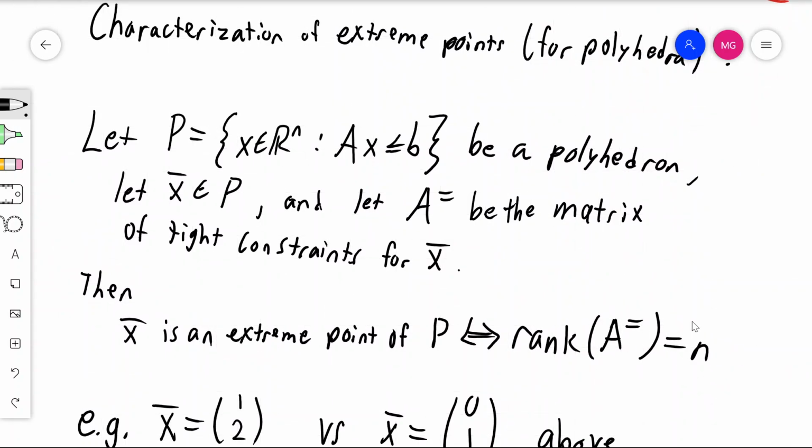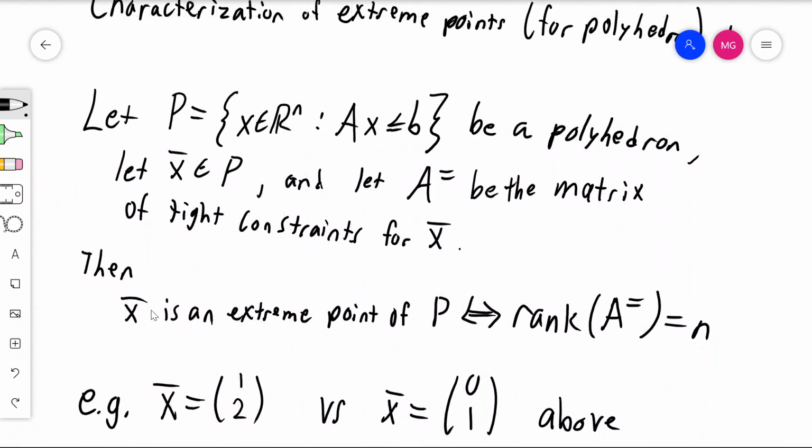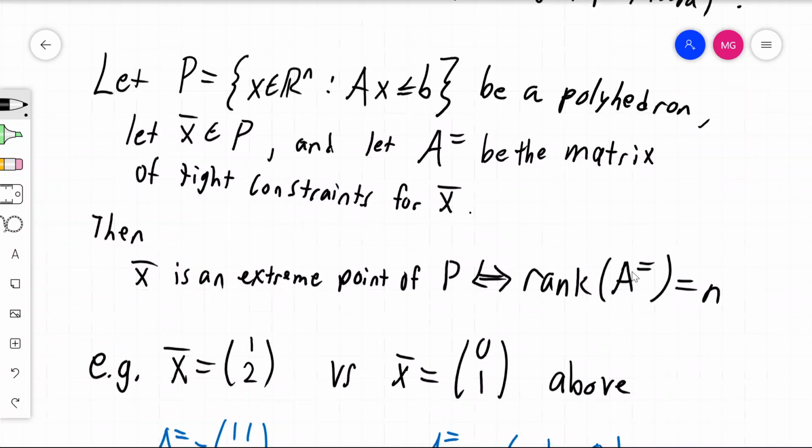So the rank of this matrix is at most n. If the rank is exactly n, then that means that all the columns of A equality are linearly independent. In other words, we can say that the matrix has full column rank. So anyway, x bar is an extreme point if and only if the rank of A equality is n.